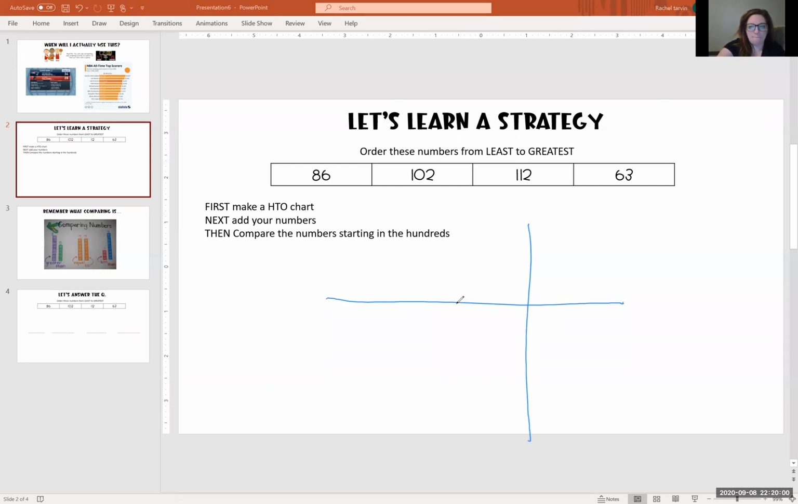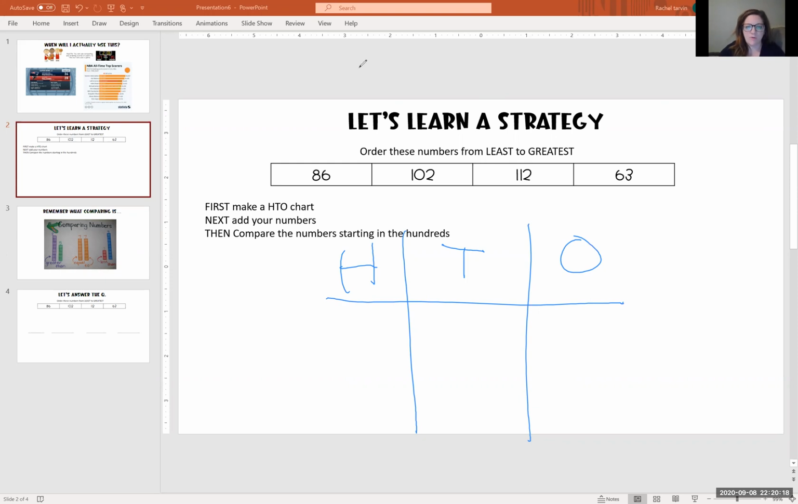I've got my ones, my tens, and my hundreds. Remember, an HTO chart stands for hundreds, tens, and ones. Okay. It says next, add your numbers. So let's change our color. How about green? And let's add our numbers.